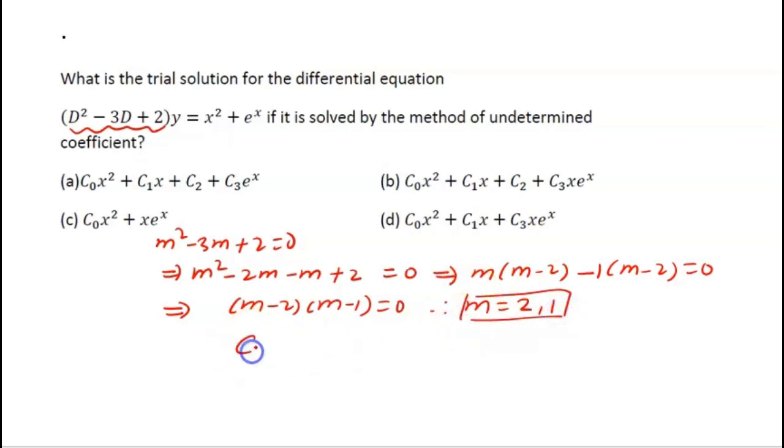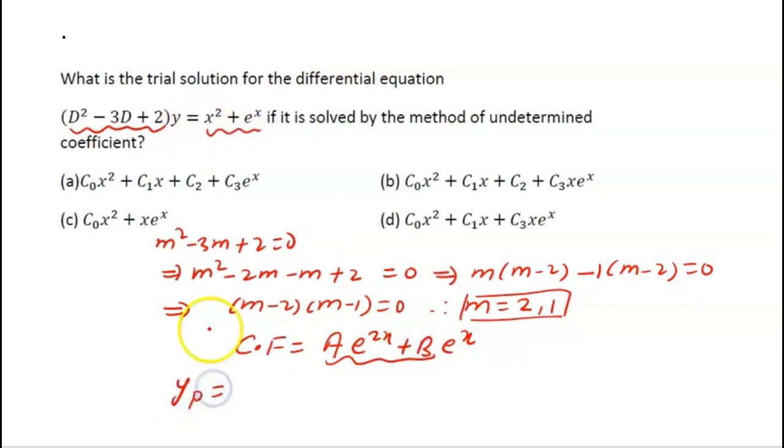So what will be the complementary function? Since they are using c1, c2 for the trial solution, I am writing a e to the power 2x plus b e to the power x. Now if I look at the right hand side, what should the trial solution be? There are two terms. One is x square, for which I write the general second degree polynomial, c0 x square plus c1 x plus c2. All the terms x square, x and constant will be there. And for e to the power x, I have to write c3 e to the power x.